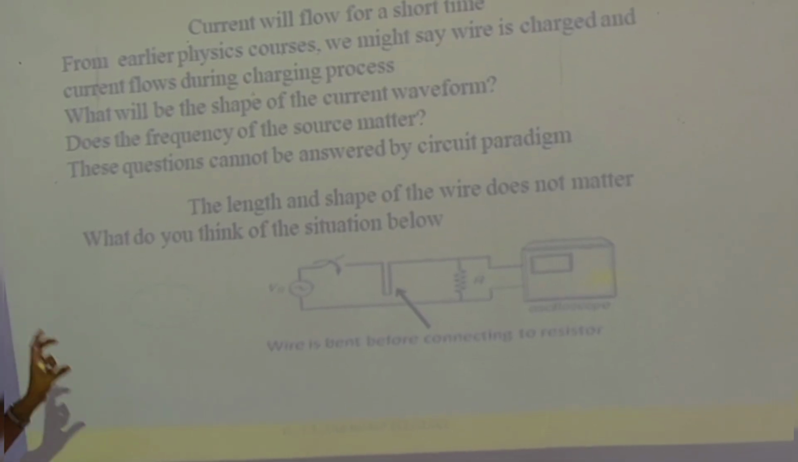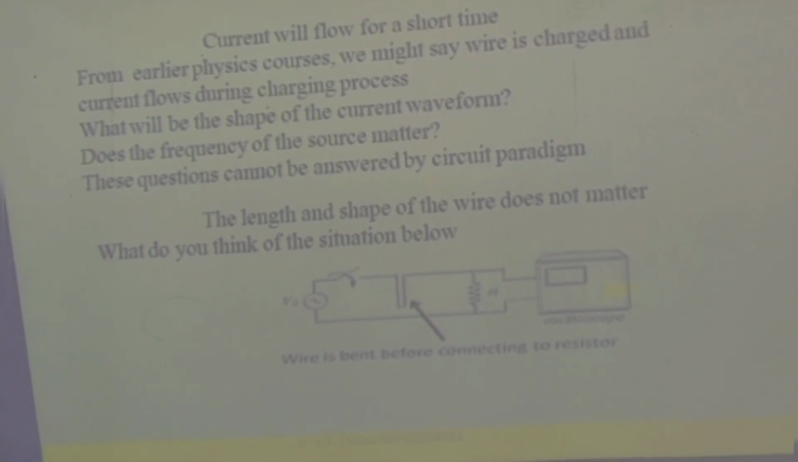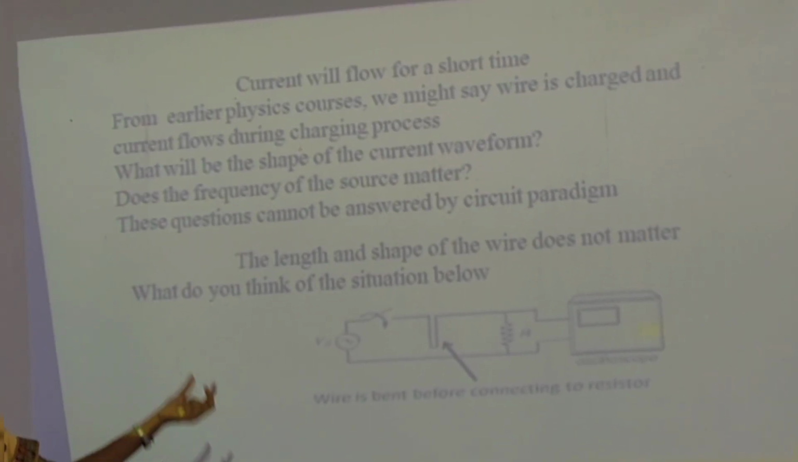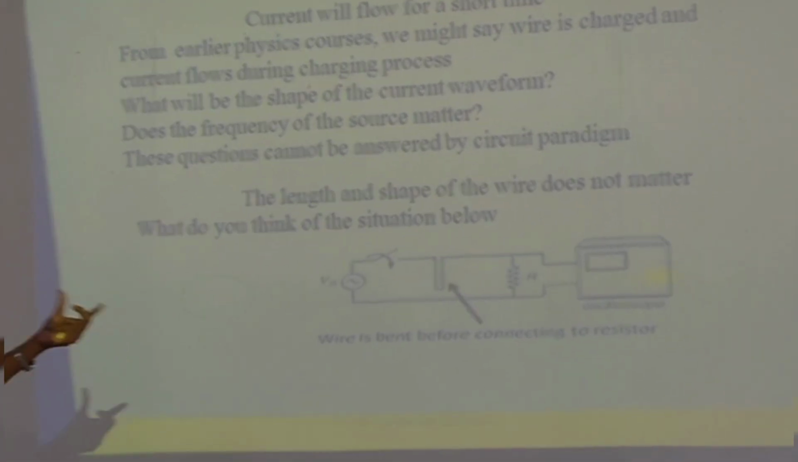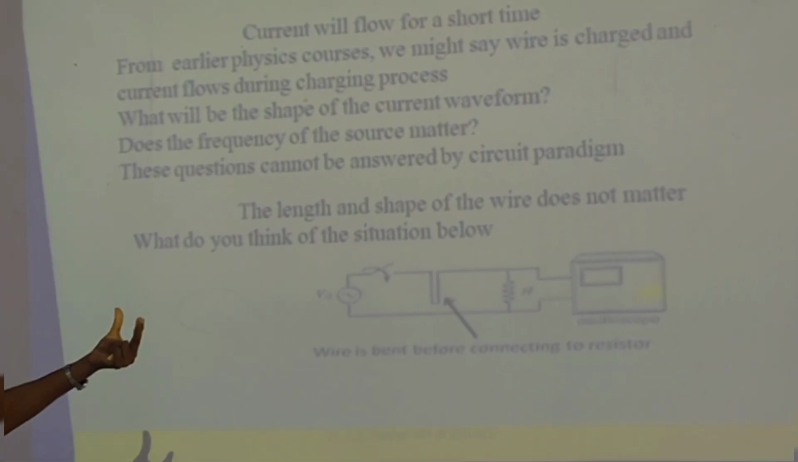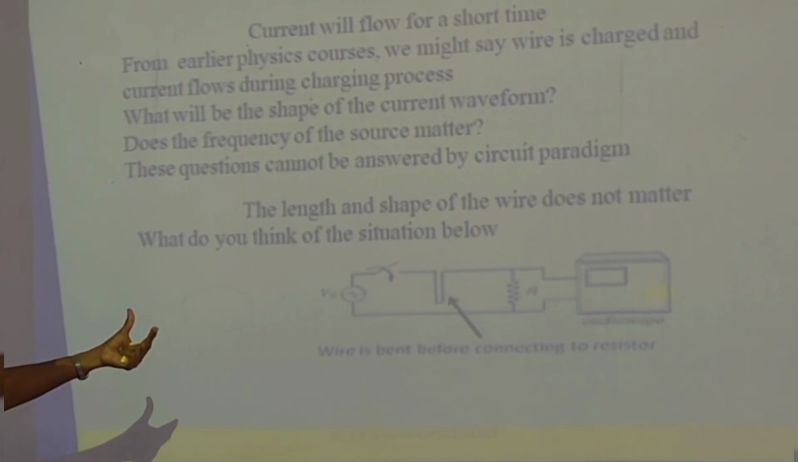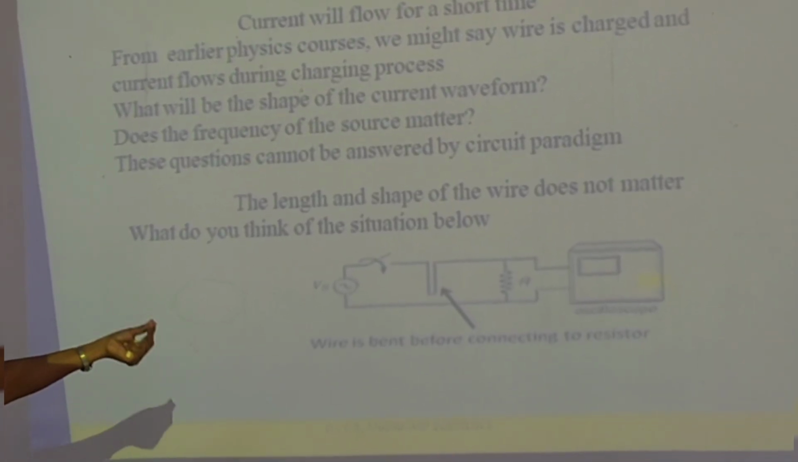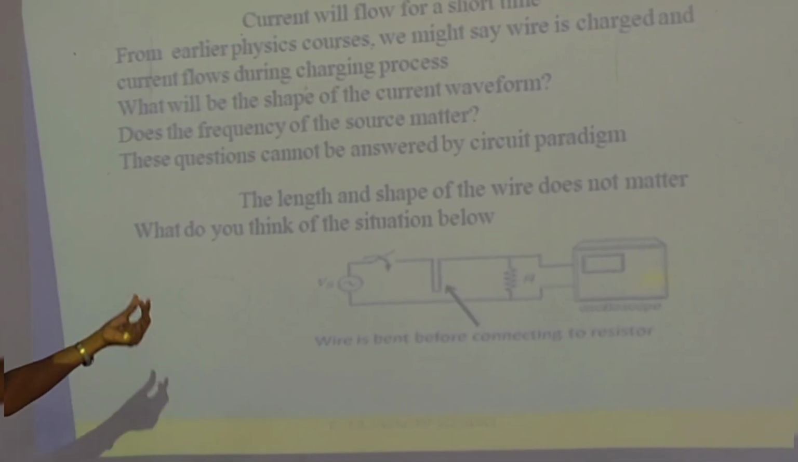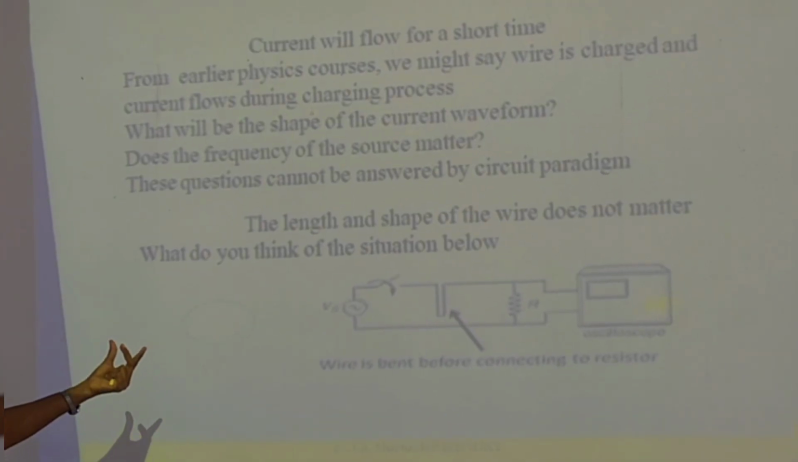But electromagnetic field theory will not give the answer like this. The bent wire will mean an inductance. So current will flow for a short time. From the basics of physics, the current will flow for a short time, and the frequency of the source also matters. There will be some frequency of the applied source.